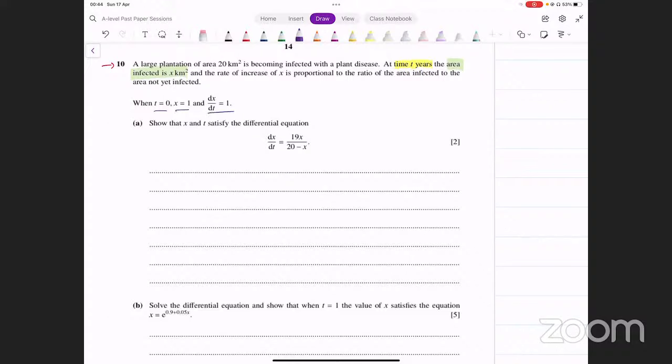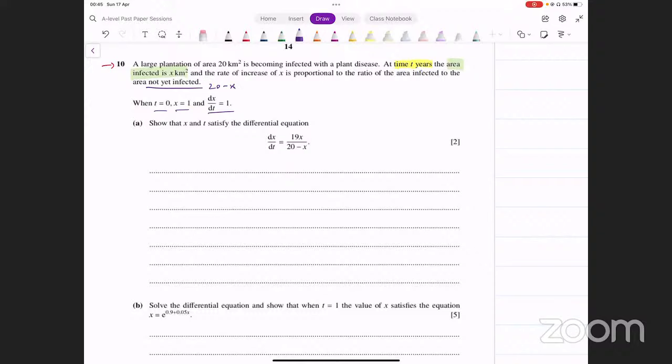Acha. When the area infected is x, what about the area not infected? Not infected कितना area होगा? That will be 20 minus x, because 20 is the total area. उसमें से x minus कर दें, 20 में से x minus कर दें.